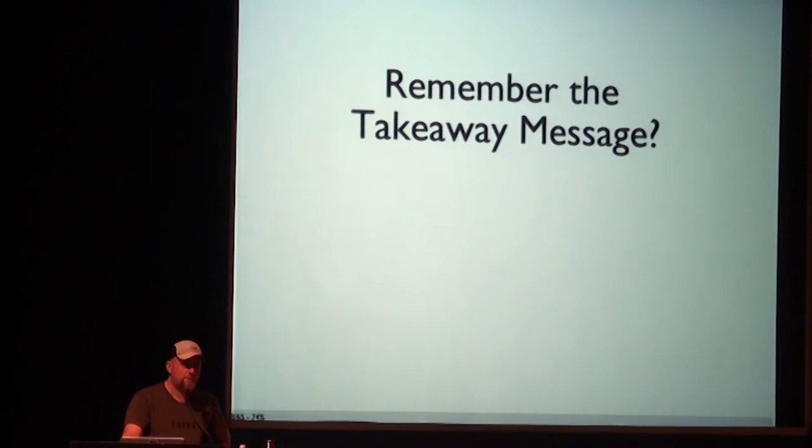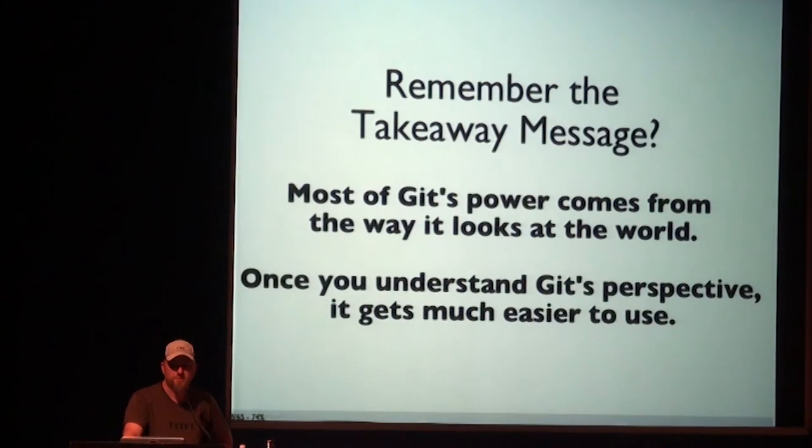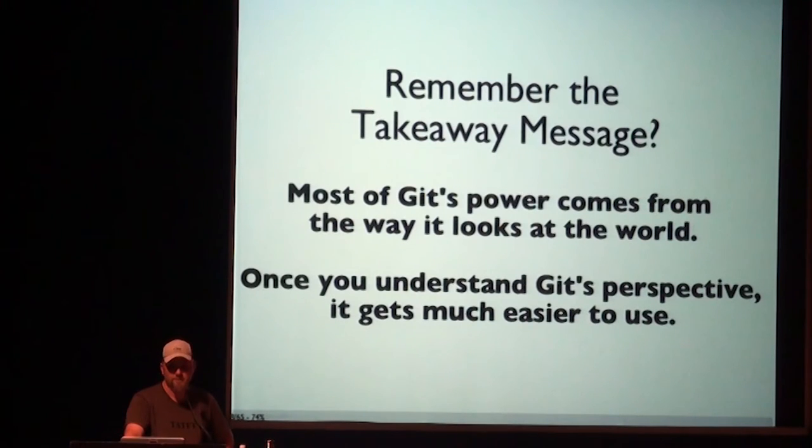And I've gone on about graph theory in these slides because Git is really about manipulating graphs. So having that tool set, in addition to being a general thing that helps you look at lots of different problems, also helps you think about Git. Most of Git's power, as I said earlier, comes from the way that it looks at the world. Once you understand that, it becomes much easier to use Git without feeling like you're going to shoot your foot off.